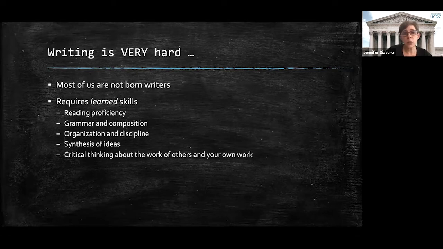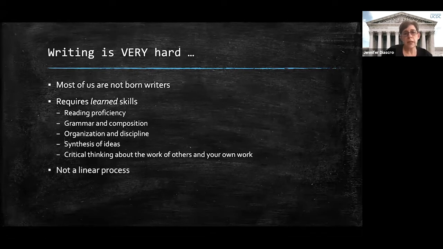And it's always just good to remember that reading proficiency affects your writing. Reading is such a big part of writing. Grammar and composition are major parts of writing, and we learn those. We're not born knowing proper grammar and composition. It takes a lot of organization and discipline to write well and clearly. We have to synthesize ideas, and the process of synthesis can be a huge challenge. Critical thinking is about the work of others and your own work, and to be a good, strong critical thinker just takes enormous amounts of practice.